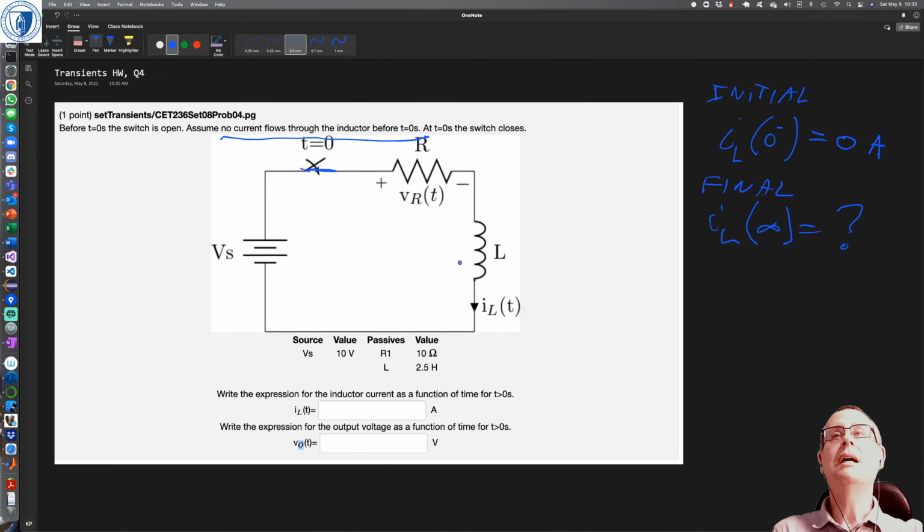Okay, so if the current flow is constant and there's no voltage across VL, then all we have is the voltage source and the resistor. So that means we just have V on R, so 10 volts in my case, on 10 ohms, which is 1 amp.